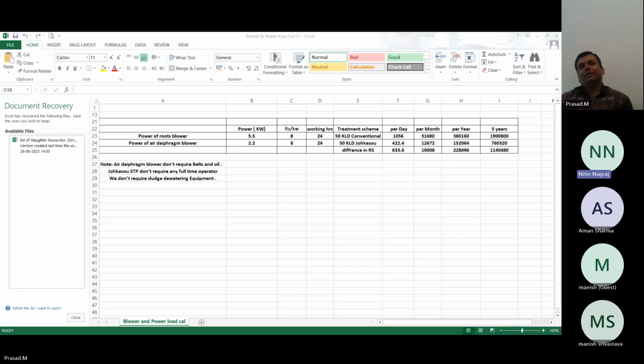ओके, ठीक है. What material they will require again? They will require some culture and all those things again. That culture we will provide along with the system. ओके, ठीक है.